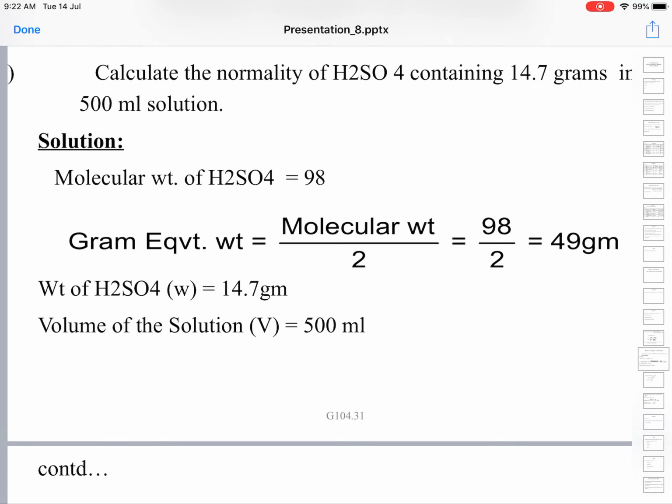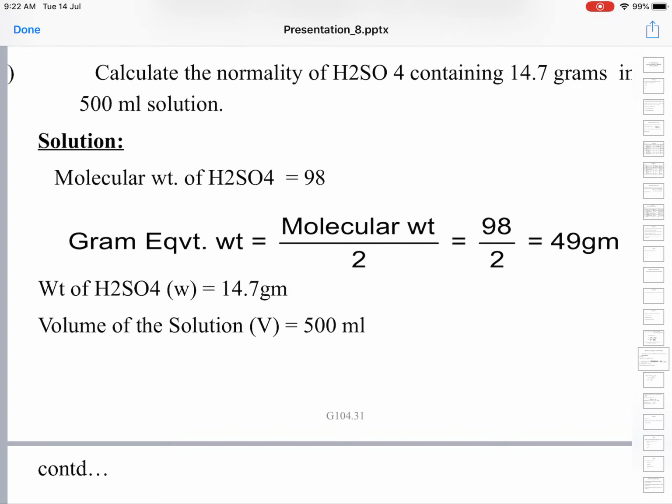So, first the molecular weight of H2SO4. 2 hydrogens are there, that is 2, plus 1 sulfur, 32, and 4 oxygens, 4 times 16 is 64. 2 plus 32 plus 64 comes to 98 grams. So, molecular weight of sulfuric acid is 98 grams.